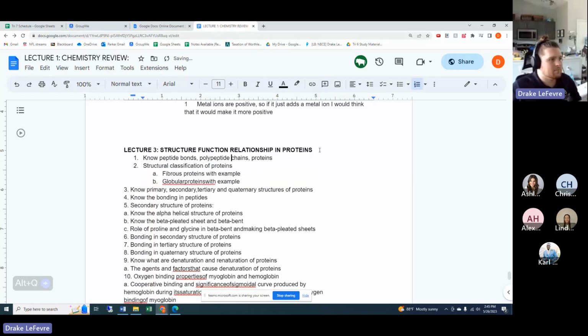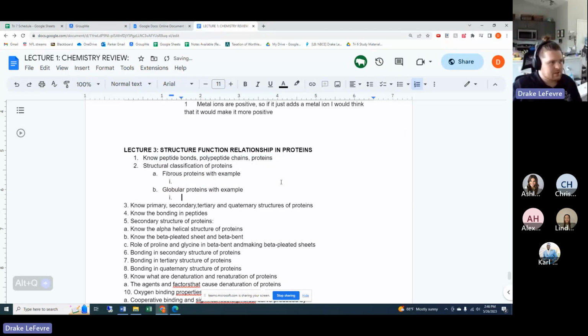Okay. Now peptide bonds, polypeptide chains, proteins. We already talked about peptide bonds. We talked about polypeptide chains, how they're formed. And then proteins we'll get into. We talked about a couple of the different proteins that have been mentioned in the book. But honestly, these will all get encompassed as we continue down through the rest of this list.